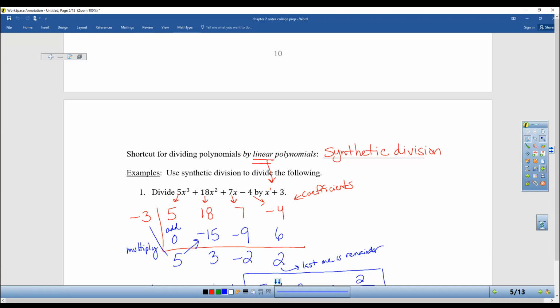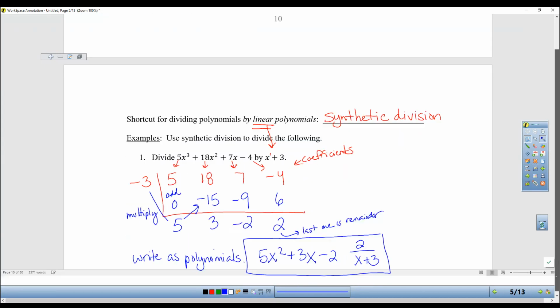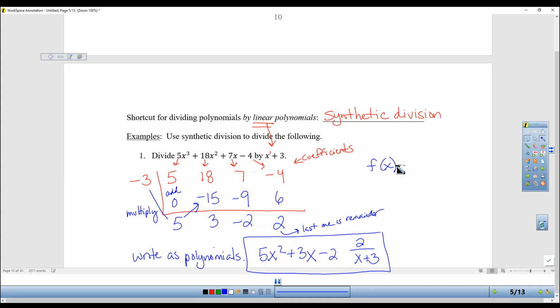One more. If I wanted to know, actually, I'll just erase this. If this is f of x, oh, but that defeated my whole purpose. Can I go back? Because now I can't see the answer. There it is. So if f of x is equal to 5x to the 3rd plus 18x squared plus 7x minus 4, and I want to know f of negative 3, if -3 is what goes in the box, what pops out the other side is the y value.